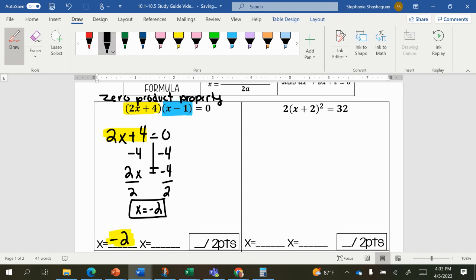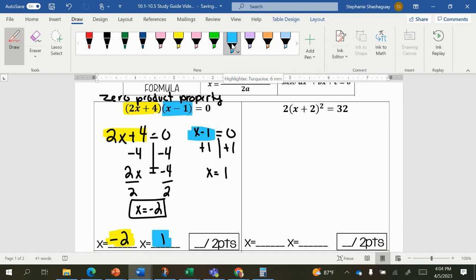Then I'm going to go ahead and take this x minus 1 factor, set it equal to 0, and solve for x. So all I have to do here is add 1 to both sides. So x is equal to a positive 1, and that's my second solution.